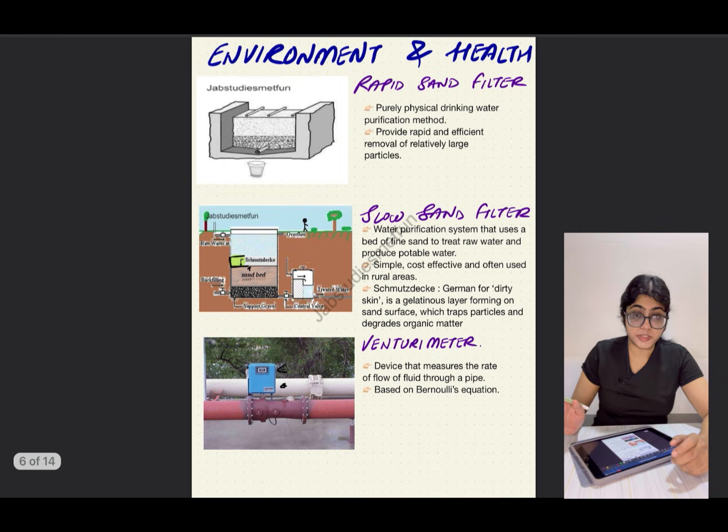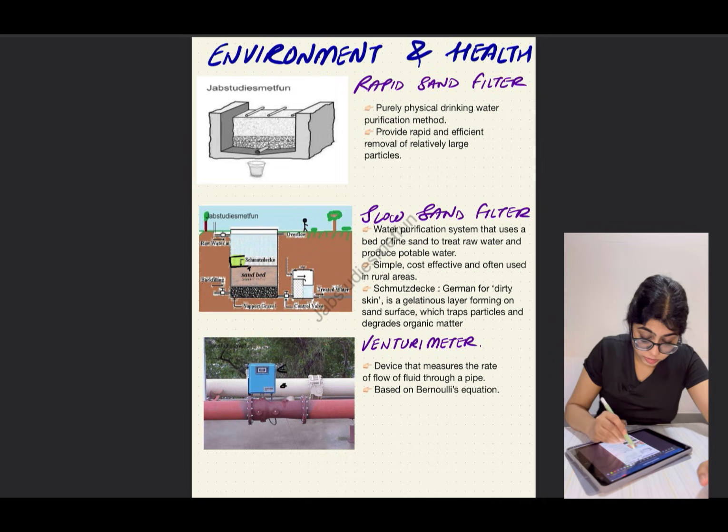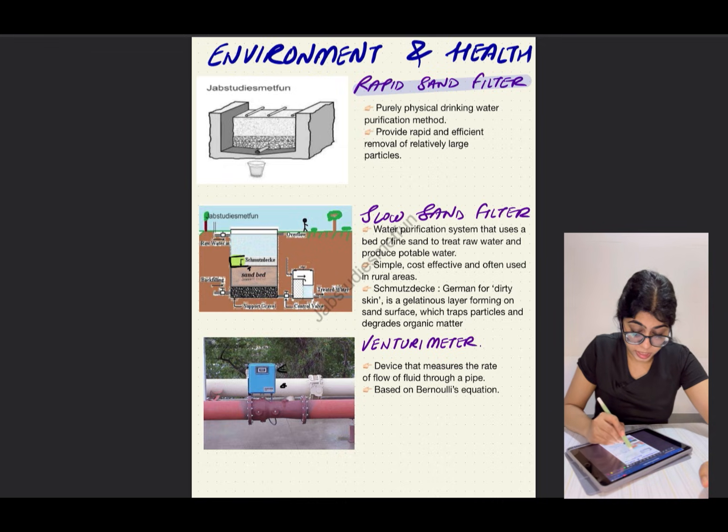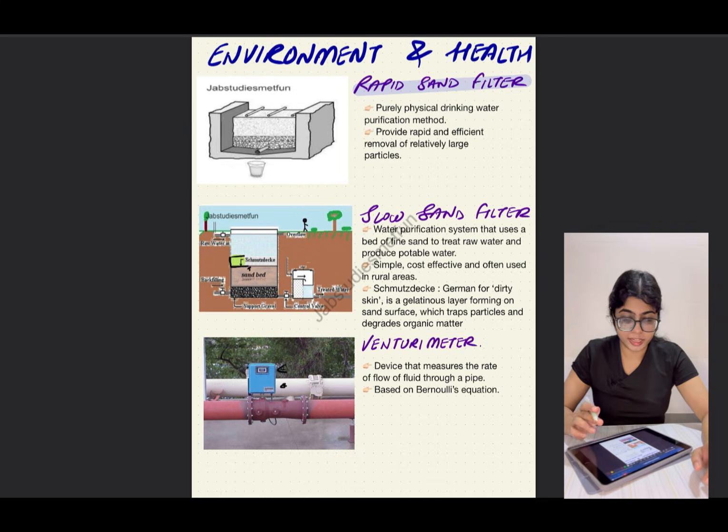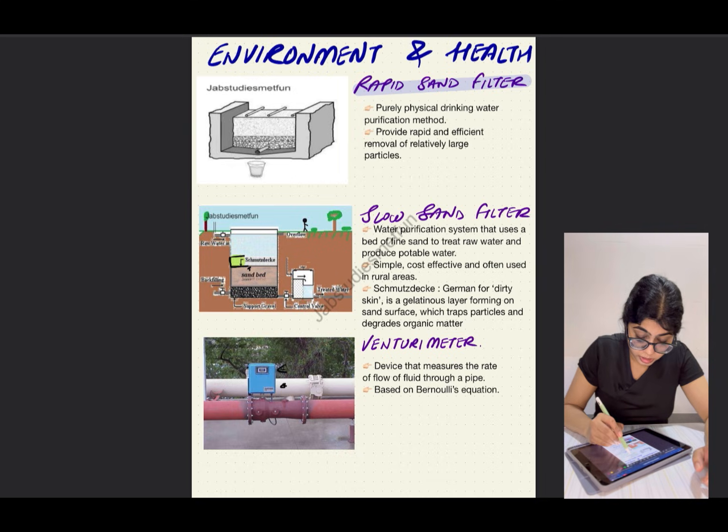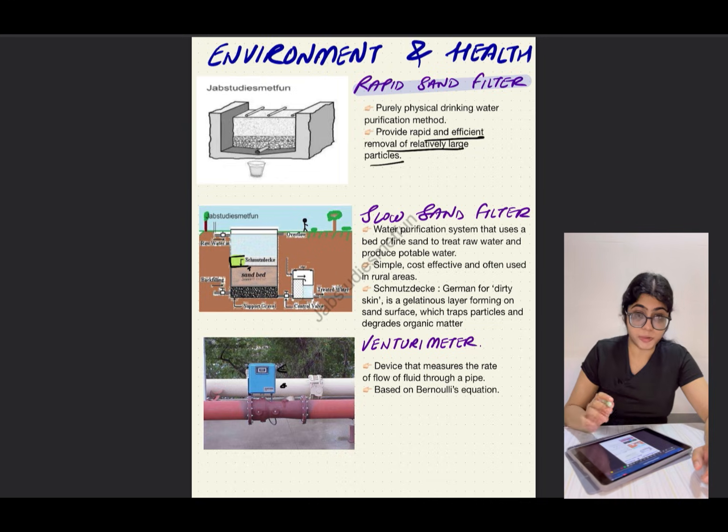So that's it for biostatistics. We'll be starting our next topic, that is environment and health. The first image we have is of a rapid sand filter. So what is a rapid sand filter? A rapid sand filter is a purely physical drinking water purification method, and it is used in mostly rural areas. It provides rapid and efficient removal of relatively large particles.